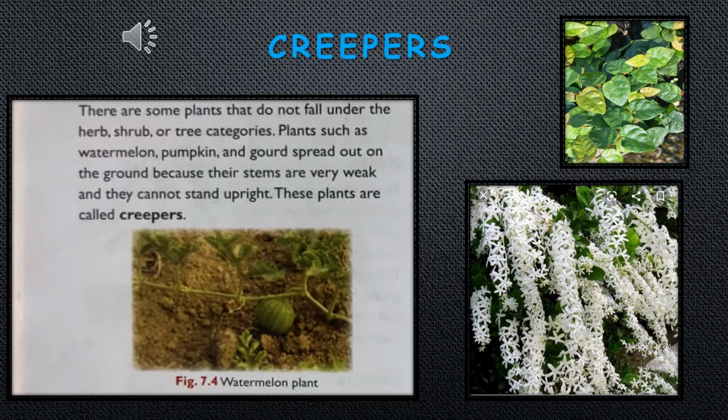Now for the creepers. Creeping plants, or creepers, are generally considered to be small viney plants that grow close to the ground, and their stems are too weak. They are also referred to as procumbent plants. For example, pumpkin and watermelon spread out on the ground because their stems are very weak, and they cannot stand upright. You will be able to see in the picture. So these plants are called creepers.